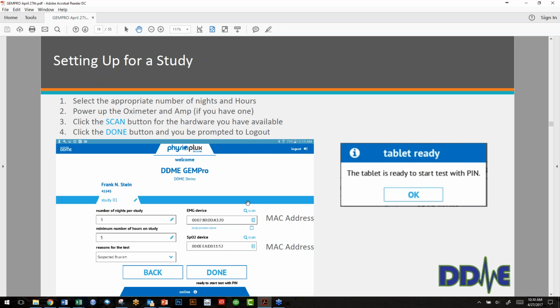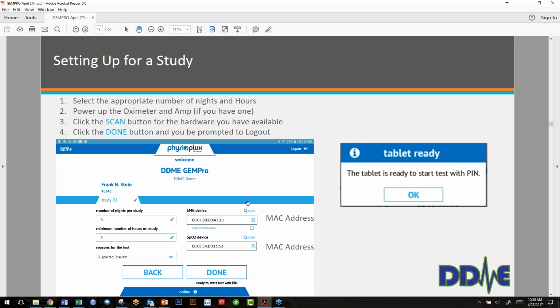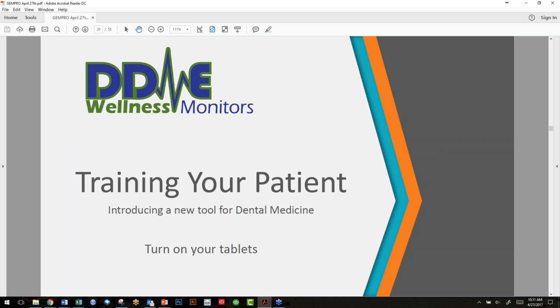The other thing that this screen does is it pairs the Bluetooth sensors to the tablet. So all you have to do is, like on the previous screen, turn the oximeter and the amp on, and then click scan. The tablet will look in the environment for whatever sensors it can see, and you'll see numbers pop in to the EMG and the SpO2. Okay, and then we're done. So then you just click done. It'll say the tablet's ready. And again, you're going to be getting ready to give this to a patient, so make sure you have that 4-digit PIN ready to go.